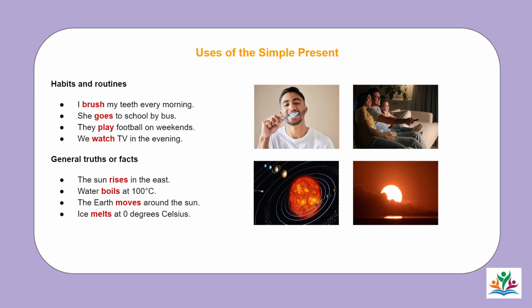Moving on to uses of the simple present. These are some examples related to different topics. For example, if we are talking about habits and routines, for example, I brush my teeth every morning, so something that we do regularly. She goes to school by bus. This is considered truth or something permanent. So if you notice the verb go, we added an es because basically we have the subject she.